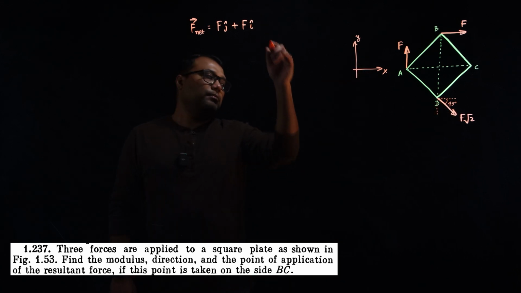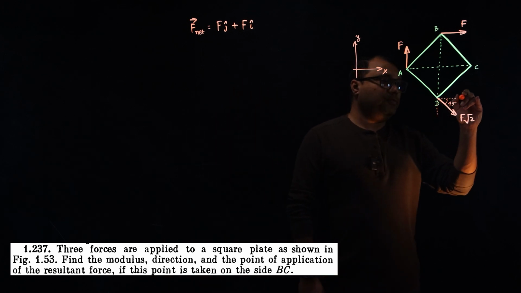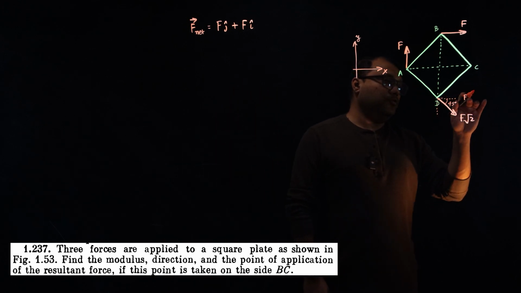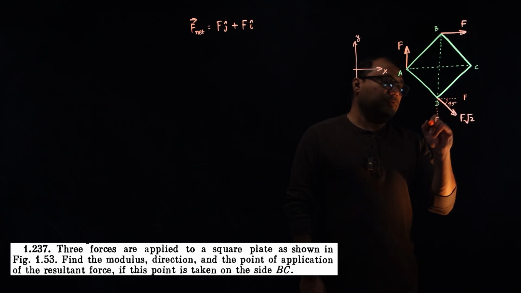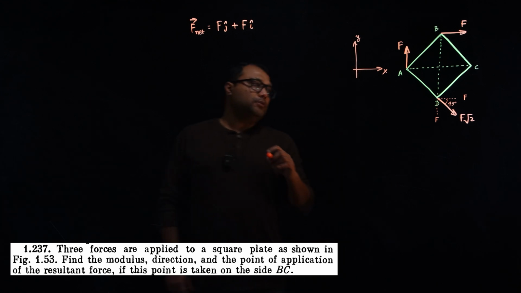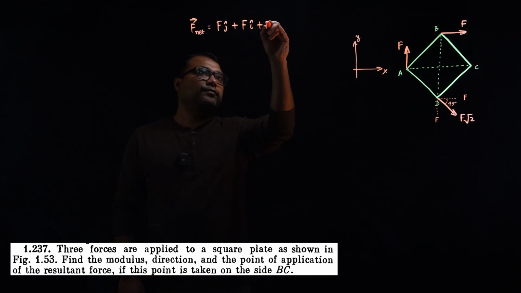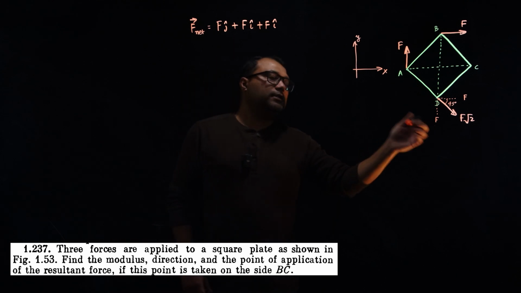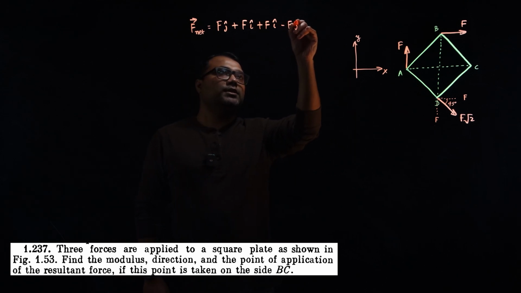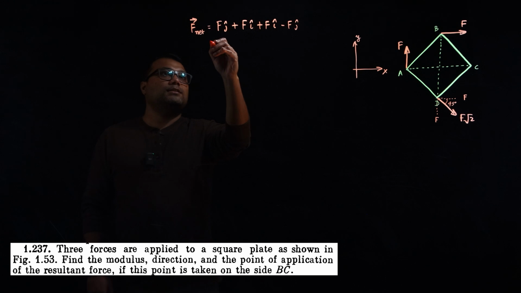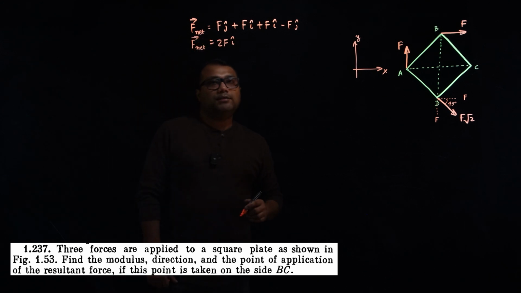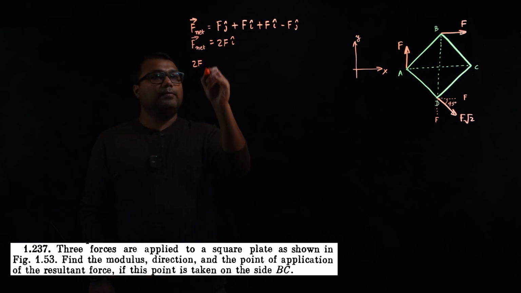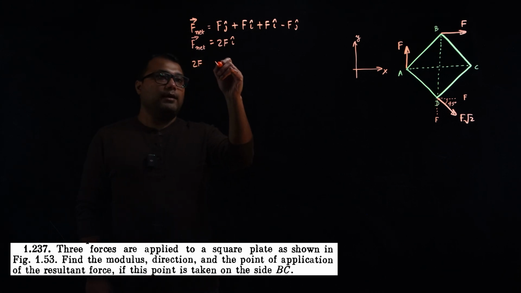So if I make this a component, this side will be F root 2 divided into 1 by root 2, so F, and this side will also be F. So this becomes plus F i cap and this becomes minus F j cap. So j gets cancelled, so this is 2F i cap. So modulus of the resultant force is 2F and direction is along x-axis.